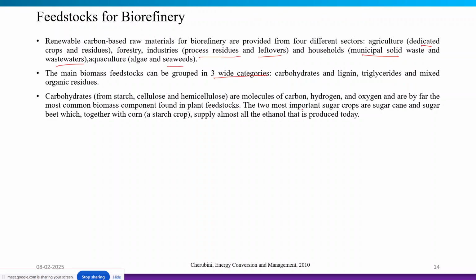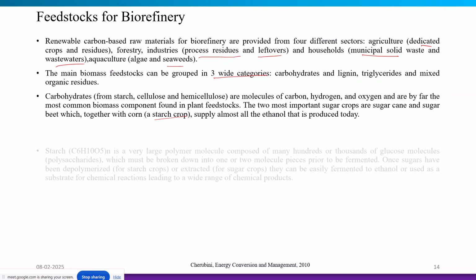The most important two sugar crops are sugar cane and sugar beet, which together with corn, that is the starch crop, supply almost all the ethanol production that is produced today. Huge production is taken by the help of the sugar crops and starch crop.